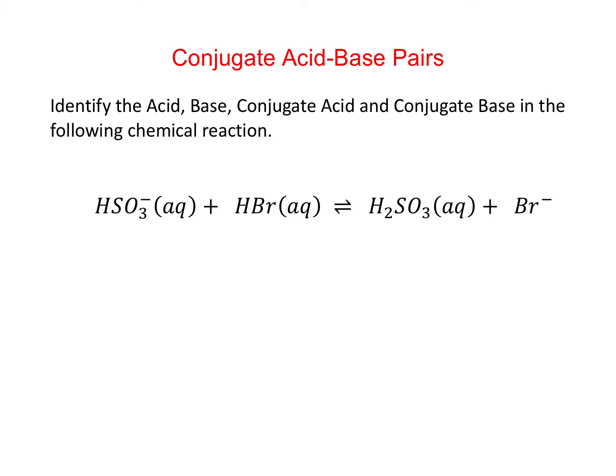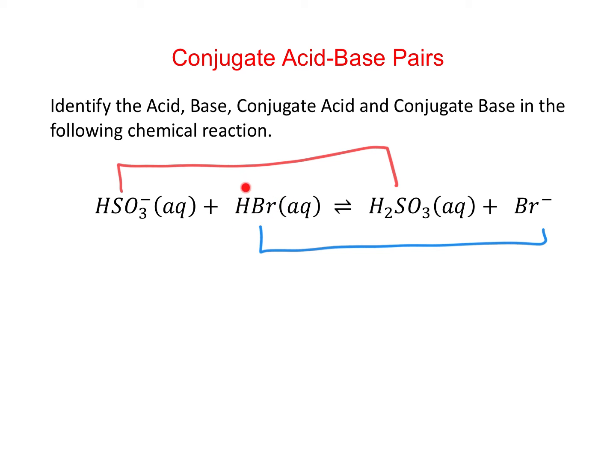All right, so let's see how you did. I want to identify the conjugate pairs, the things that differ by just the presence of a proton or not. In this case, I have the HSO3 minus and the H2SO3 as one pair, and then the HBr and the Br minus as another. When I look at this reaction, the HBr has lost a proton, and the HSO3 minus has gained one. So the proton went from the HBr to the HSO3 minus.